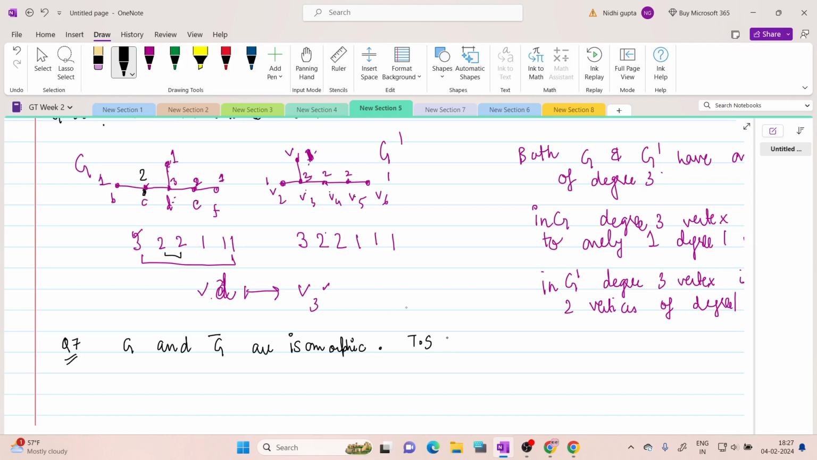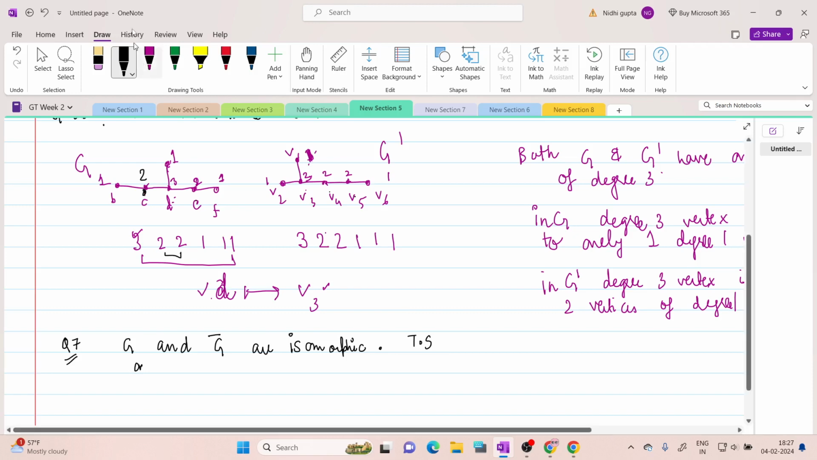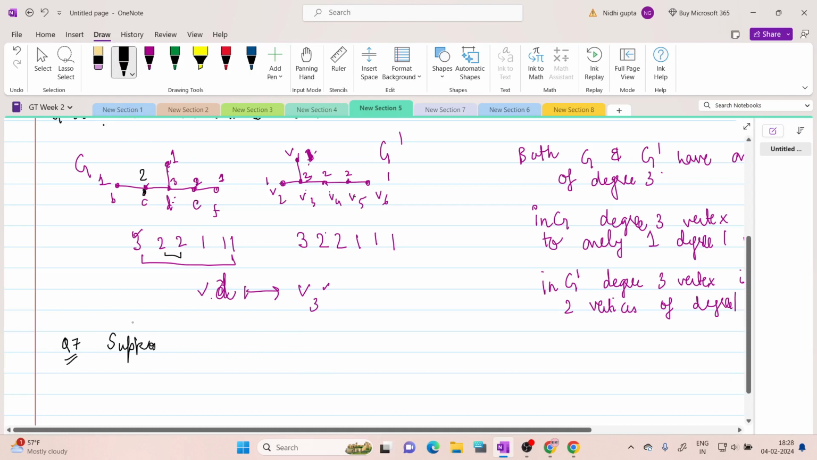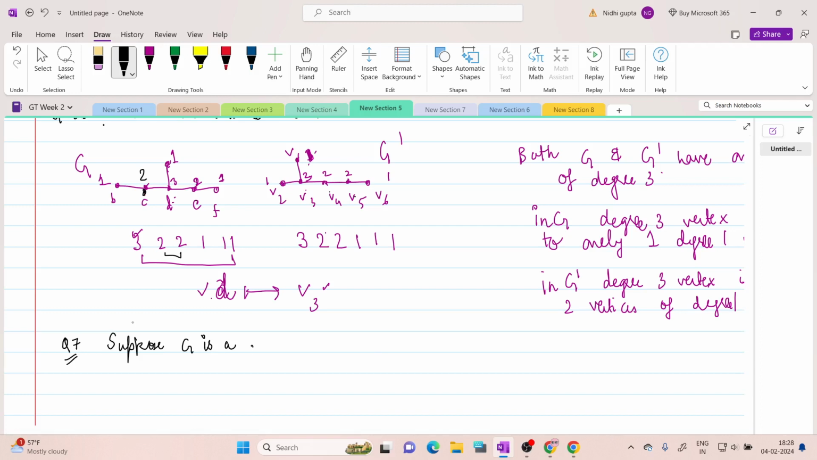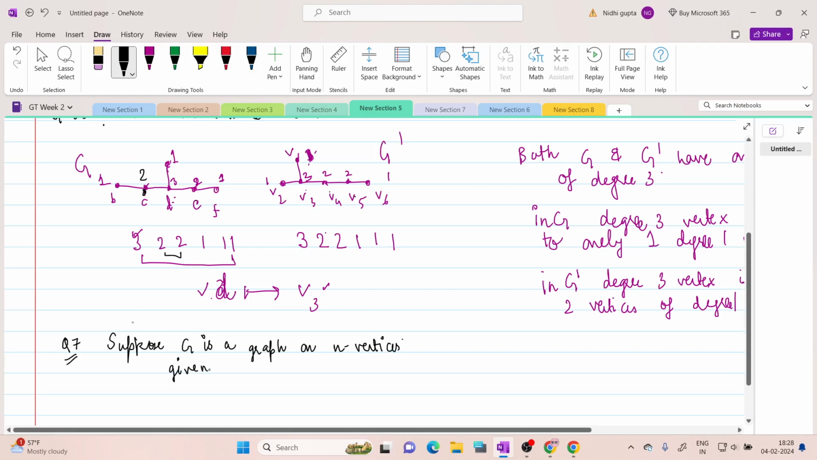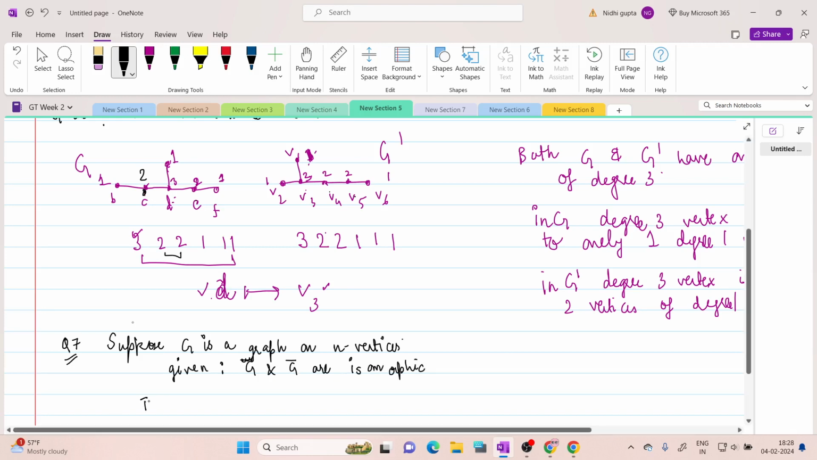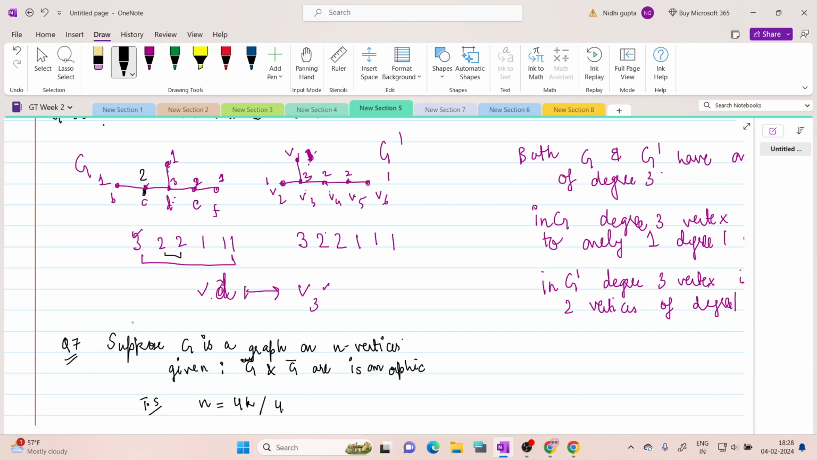Suppose G is a graph on n vertices. We are given that G and its complement G bar are isomorphic, and we have to show that n is equal to 4k or 4k plus 1.